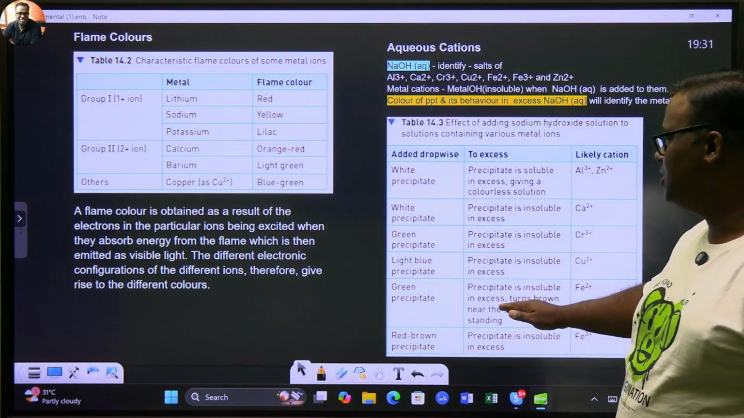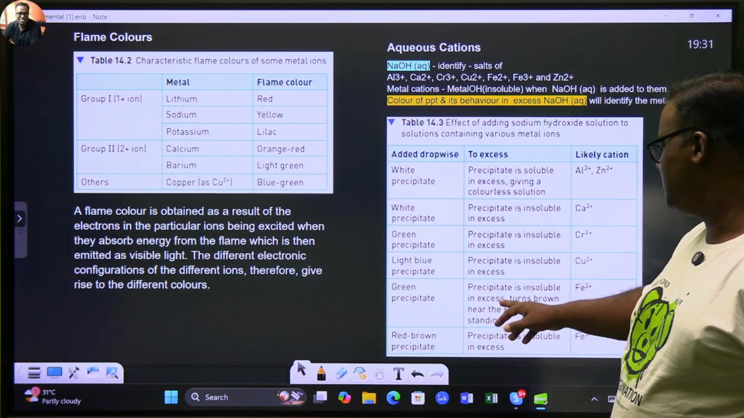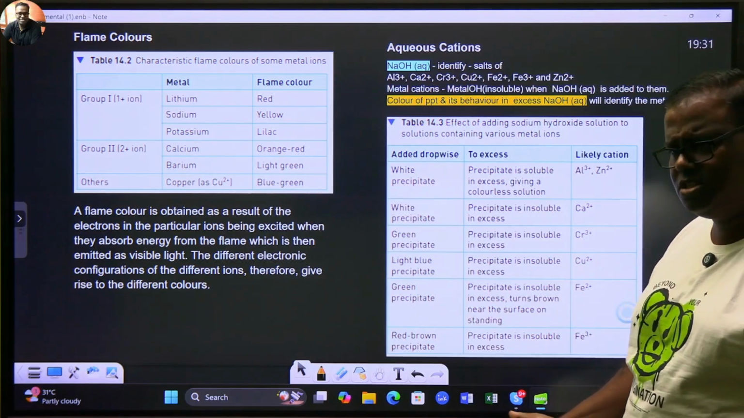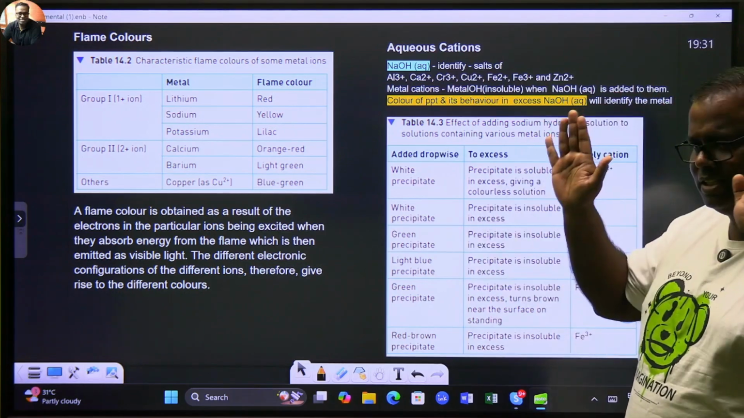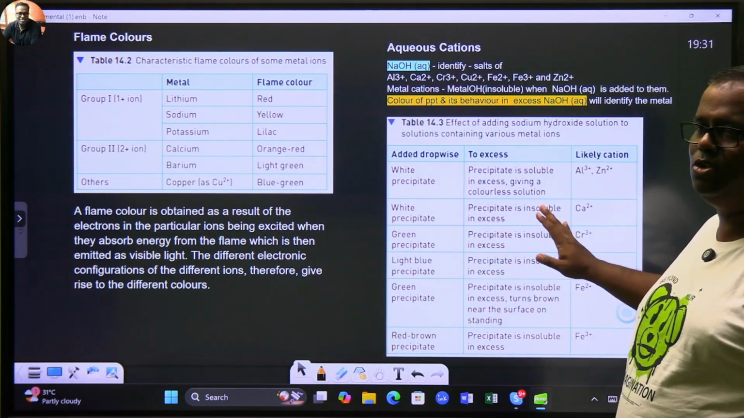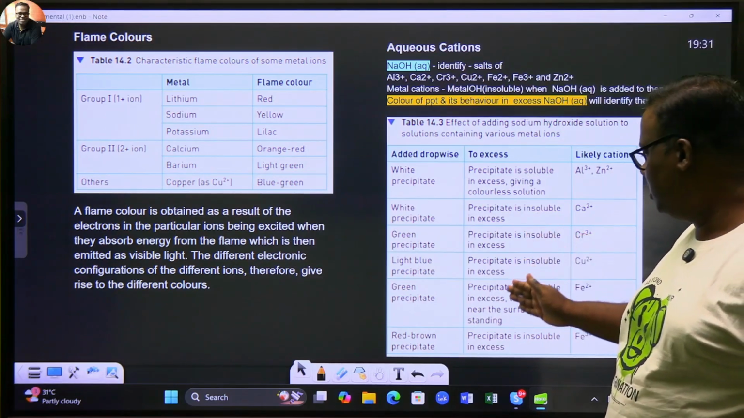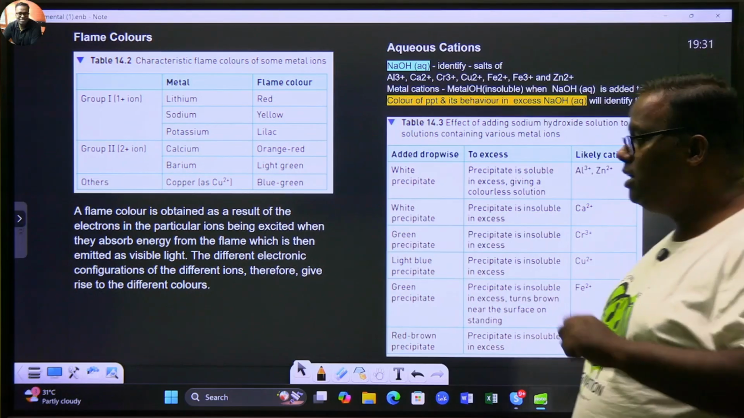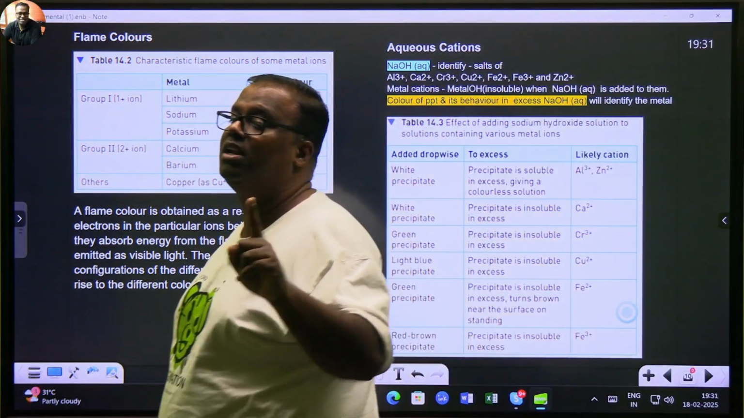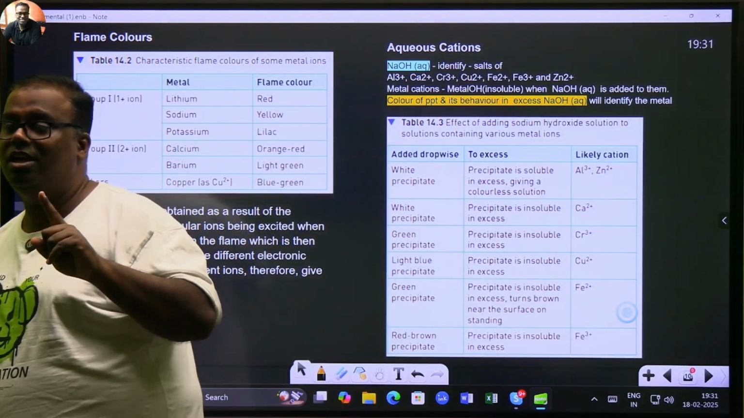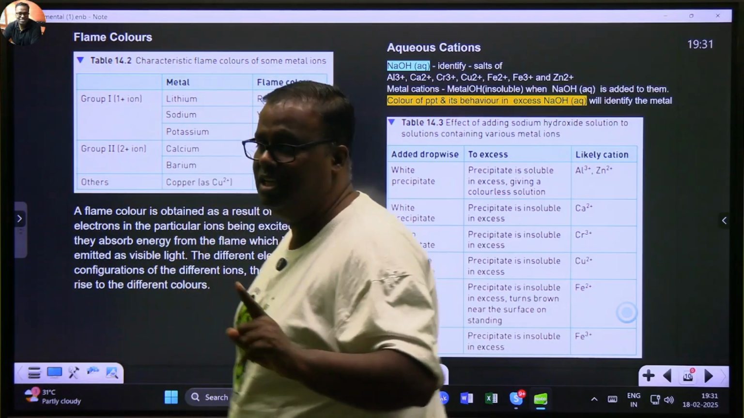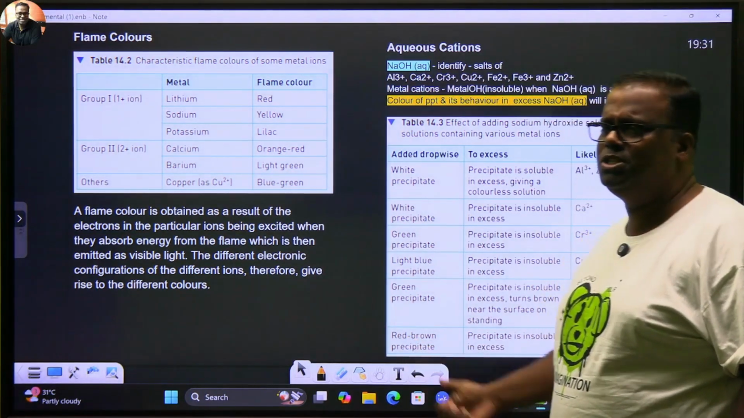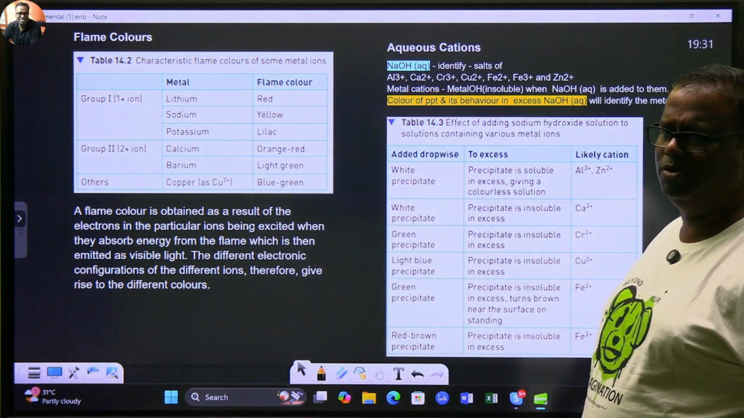Then green precipitate, again, insoluble in excess, turns brown near the surface on standing. Brown बोलते हैं iron, rusty. You have to link like that. Green precipitate in excess insoluble, that means chromium 3 plus. You get a green precipitate, but when you start pouring excess, it starts becoming brown near the surface on standing. Near the surface, it will be like a ring near the surface on standing. That means it is iron 3, ferric, iron 2, ferrous. Red brown precipitate, straight away you got red brown, ferric.